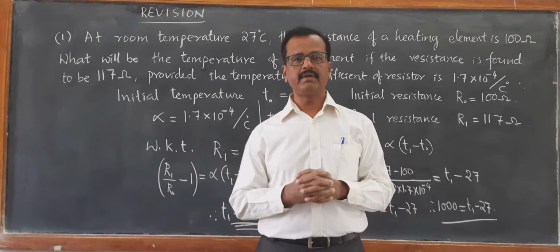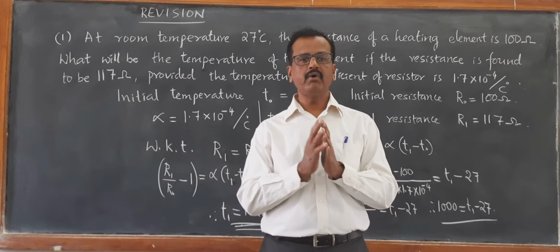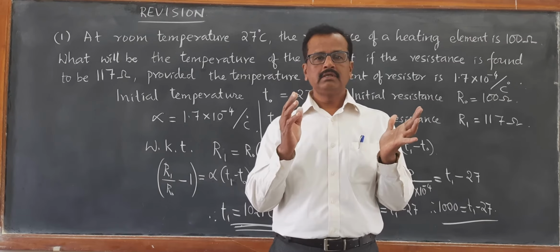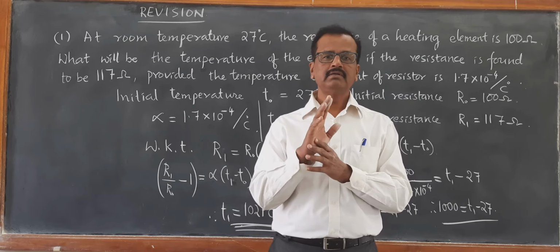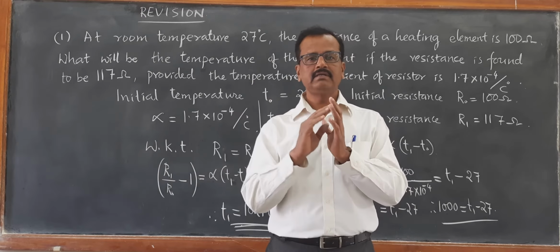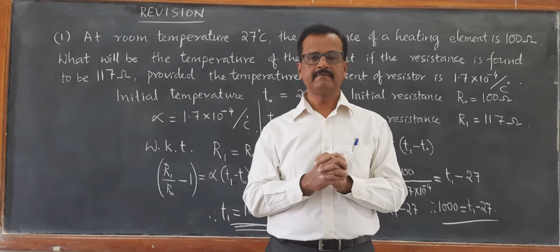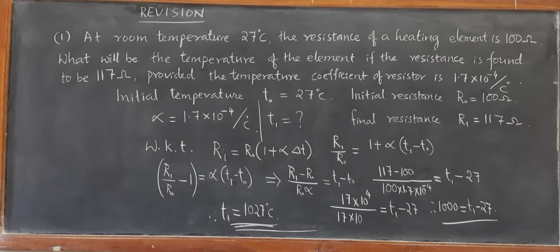Based on this, platinum wire thermistor is being developed. A thermistor is a thermally sensitive resistor whose resistivity depends on the temperature. As temperature rises, the resistance increases. As temperature decreases, the resistance decreases. Okay, so this is a simple problem. You have to be careful while solving the problem. When there is an increase in resistance, you must think that there must be an increase in temperature. Then you will not go wrong.